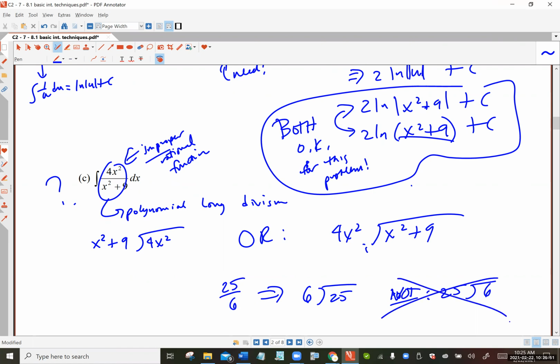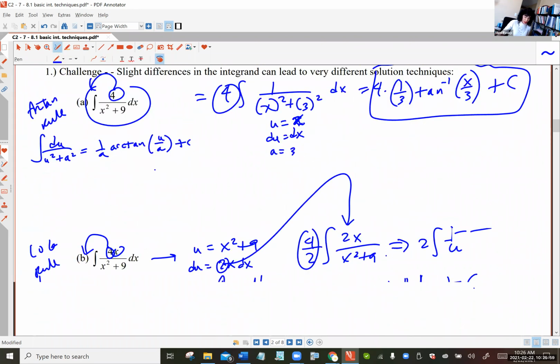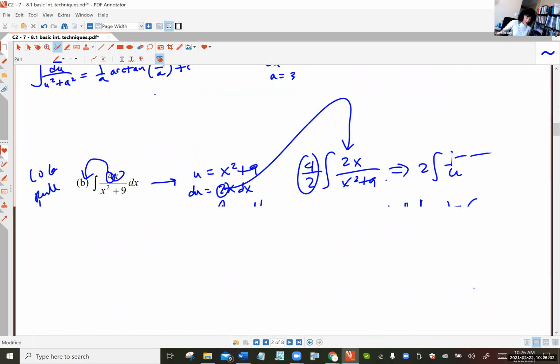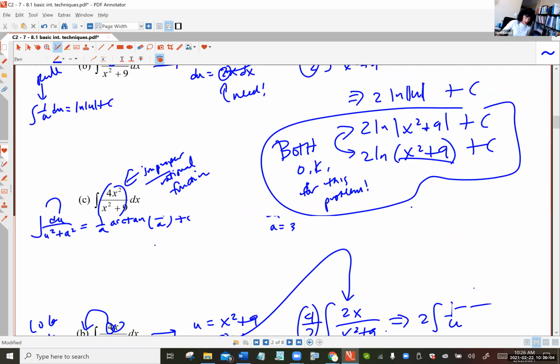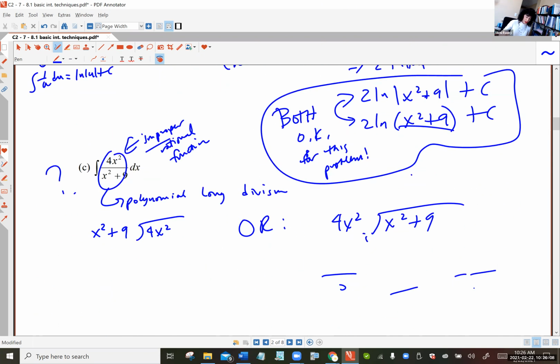This is a common student mistake. And they think, oh, well, I would never do 25 goes into 6. Well, yeah, you would if you pick the wrong polynomial long division setup here. So which one of those, the first one or the second one, is correct? It's the first one. This one is not good. It's not correct for this particular problem.